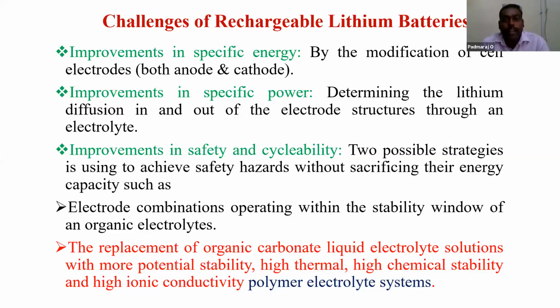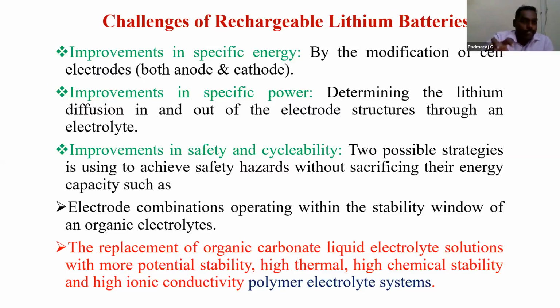To improve the specific energy, we have to modify the electrodes. We know that anode and cathode electrodes are there, so we have to modify both the anode as well as the cathode for improving the specific energy. Then for specific power, it depends on the lithium diffusion in and out of the electrode structure through the electrolyte.